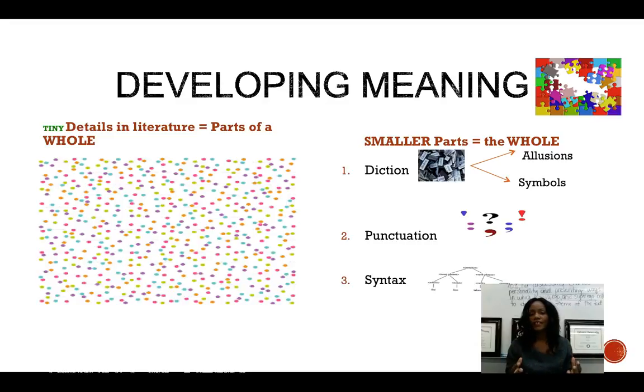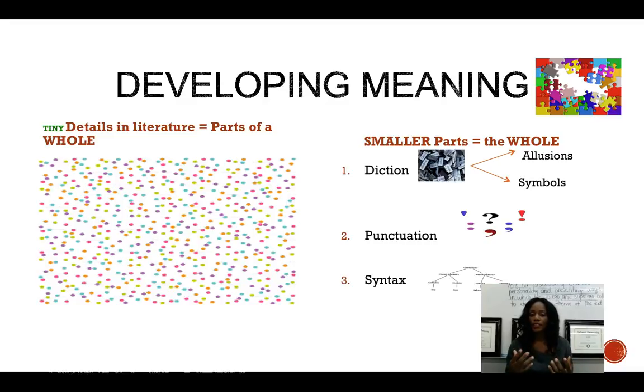Now, the idea for a formalist in terms of developing meaning is they take all the little tiny details, every little piece, every nook and cranny, and that's how they develop this part of a whole. So some of the smaller parts that help us equal the whole, one would be diction. And diction is just a fancy word for word choice. What choice of words does the author use in the text to communicate his ideas?